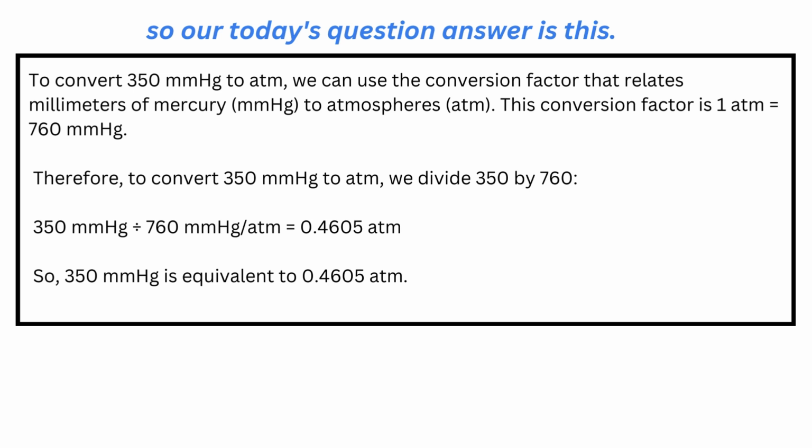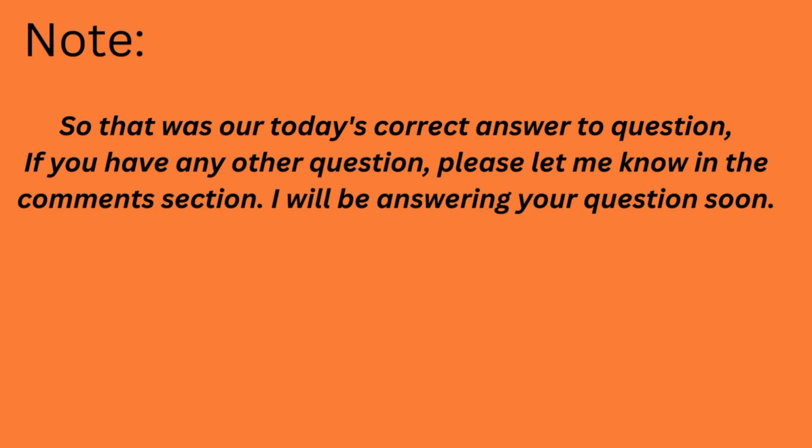350 mm Hg divided by 760 mm Hg per ATM equals 0.4605 ATM. So 350 mm Hg is equivalent to 0.4605 ATM. So that was our today's correct answer to the question.